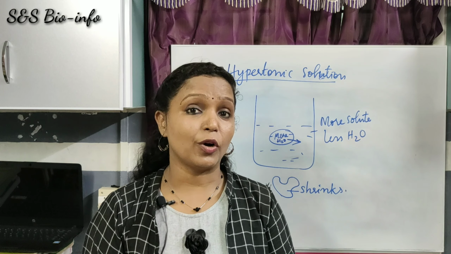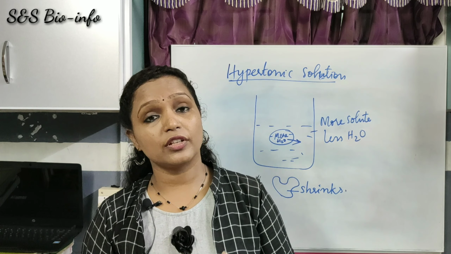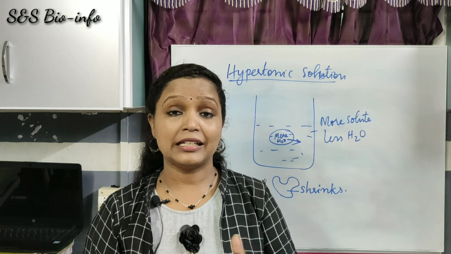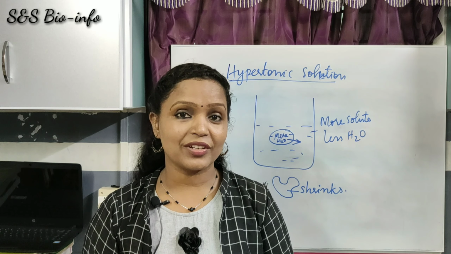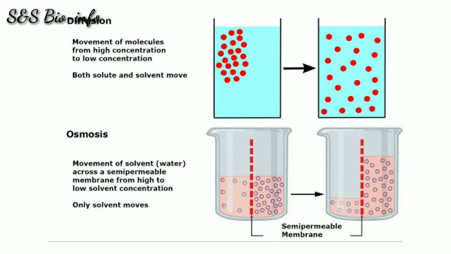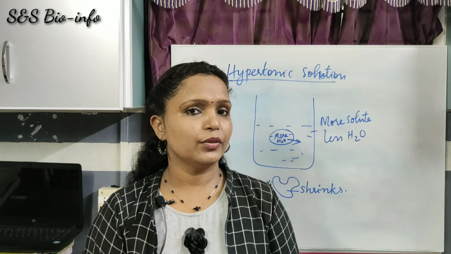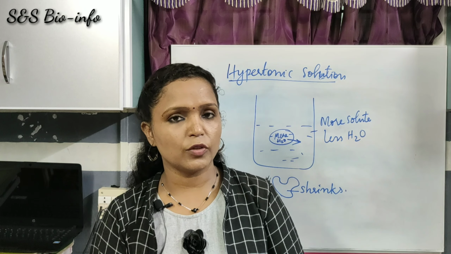Today we have learned about osmosis, and we learned about diffusion in the previous class. Now let's understand the differences between diffusion and osmosis. Diffusion is the movement of molecules from the higher concentration to the lower concentration region. Both solute and solvent move in this case. While osmosis is the movement of water across a semi-permeable membrane from high to low solvent concentration. Only solvent moves, that means water moves. Did you get the difference between diffusion and osmosis?